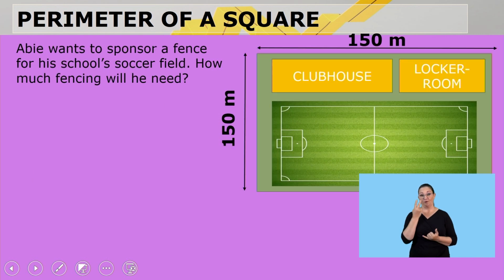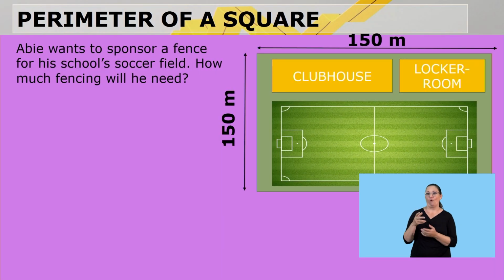Let's look at an example. Now remember guys, drawings in Mathlit is not always on scale. So even though this looks like a rectangle, we are using it as a square. How do we know that? You can see the side here is 150 meters and 150 meters there, meaning all 4 sides is 150 meters. Now, AB wants to sponsor a fence for his school's soccer field. How much fencing will he need?